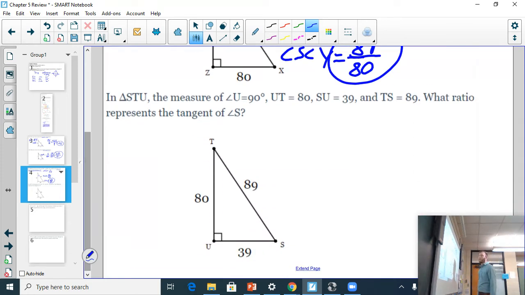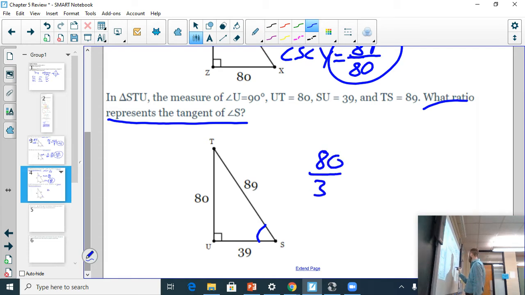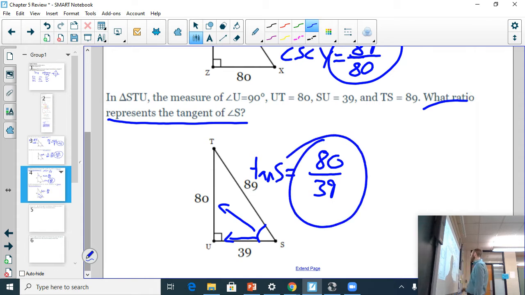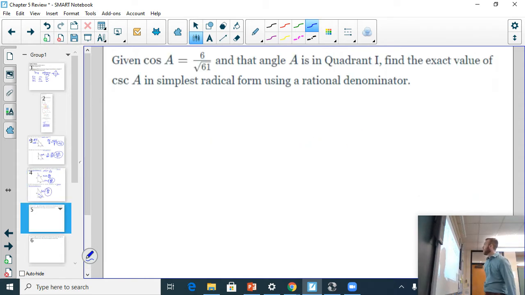And triangle STU. What ratio represents the tangent of S? So now we're looking at S. And tangent is simply just TOA, opposite over adjacent. So 80 over 39, right? Opposite and then adjacent. And technically that would be the tangent of S. But that would be what you put into Delta Math.